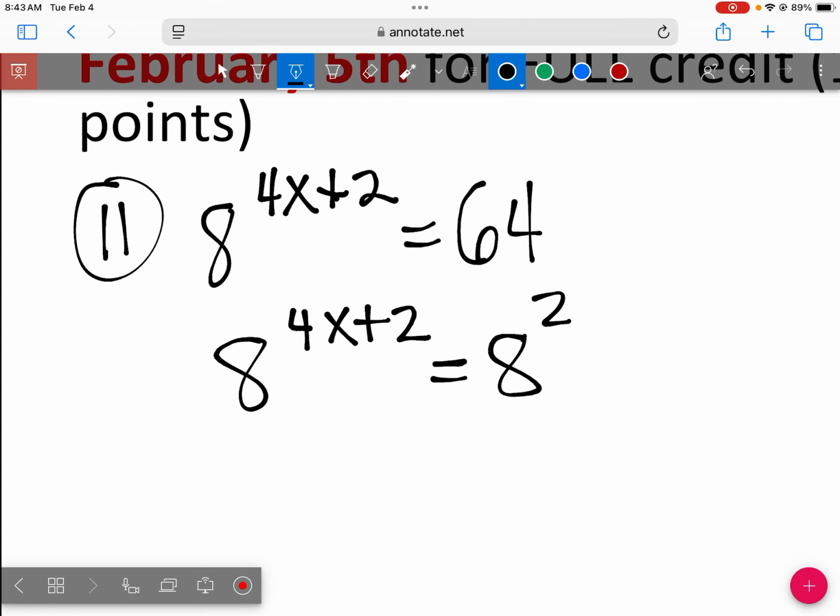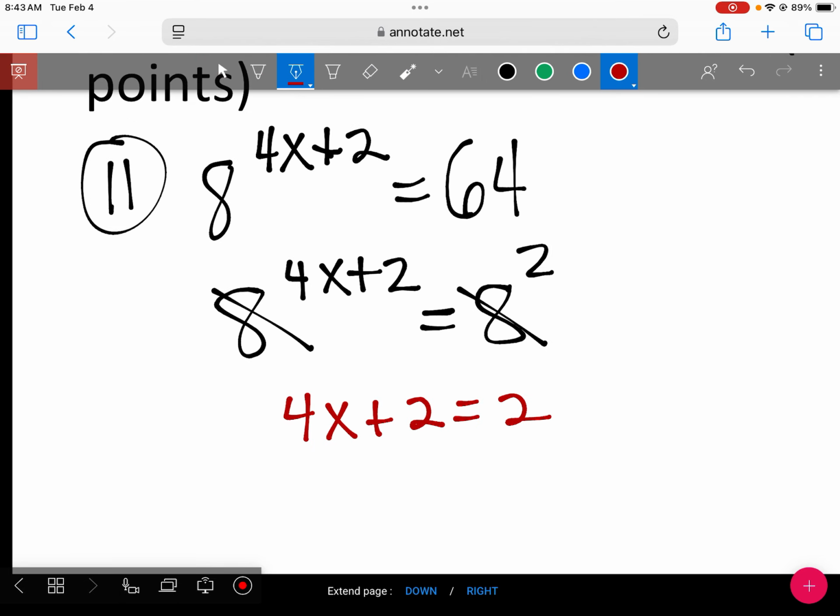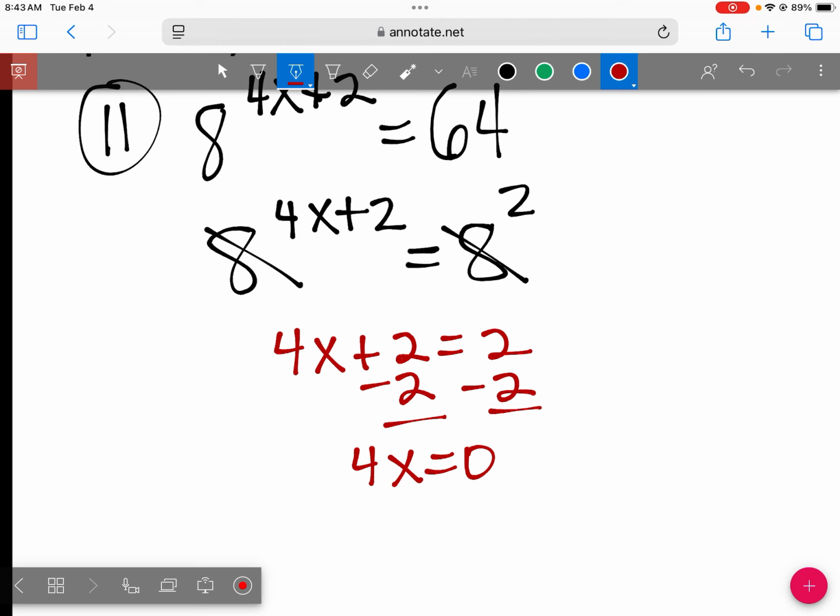2. So you can drop out the 8's. And that'll leave you with 4x plus 2 equals 2. Subtract 2 from both sides. 4x equals 0. Divide by 4. And you get x equals 0.